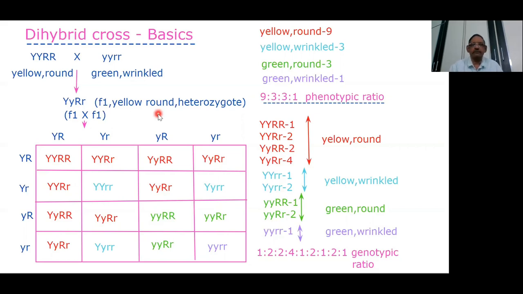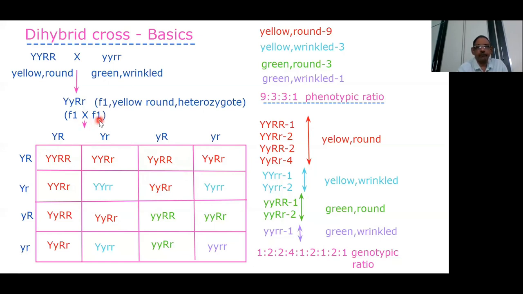Now, this F1 progeny are subjected to selfing, or we may also say F1 into F1 cross, to obtain F2 progeny. The F2 progeny that are obtained are explained through a Punnett square, this checkerboard. Each F1 parent produces four types of gametes. If there is independent assortment, these four types of gametes are produced in equal proportion. These are the four gametes produced by one F1 parent, and these are the four types of gametes produced by the other F1 parent.